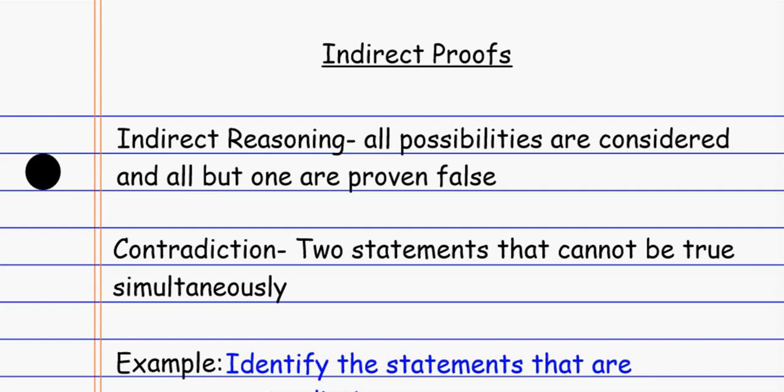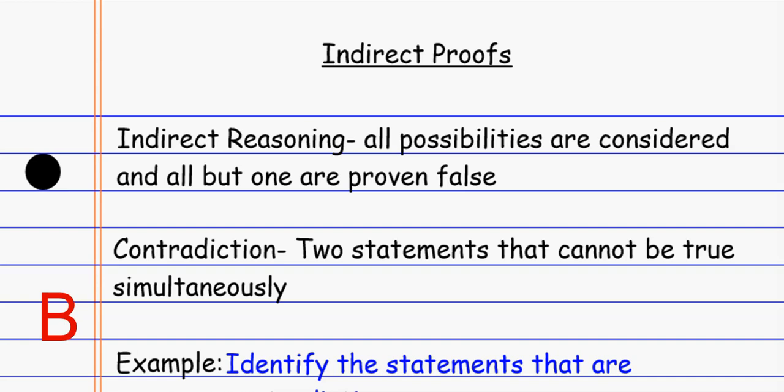Hi there, folks. Today we're looking at indirect proofs. The idea behind indirect proofs is kind of like process of elimination. It's essentially what indirect proofs are. So in indirect reasoning, all possibilities are considered and all but one are proven false.